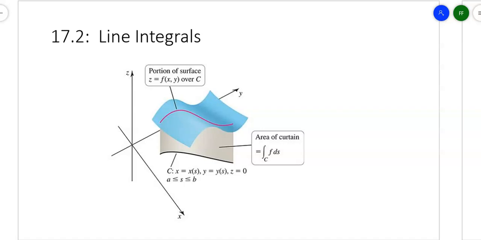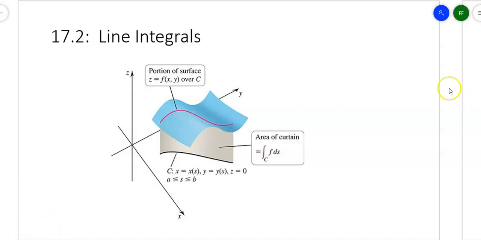That red curve is placed on that surface. And if you think of taking the area from that curve and dropping a curtain in front, that's what you're finding the area of when you do a line integral. So you're finding the integral with respect to the area under that curve of some function with respect to s. So we'll start this way, and then we'll move on to what happens if we have other parameters besides that.